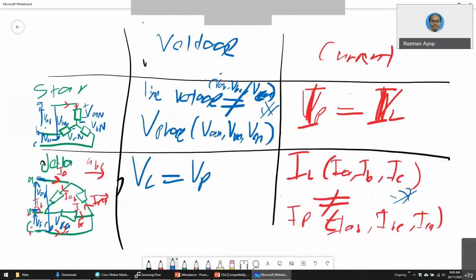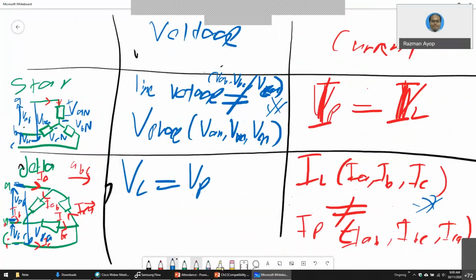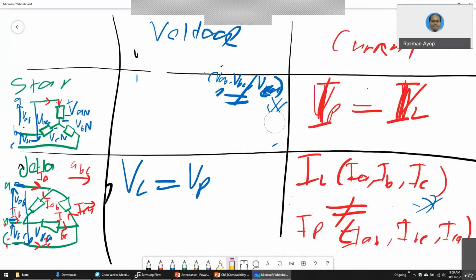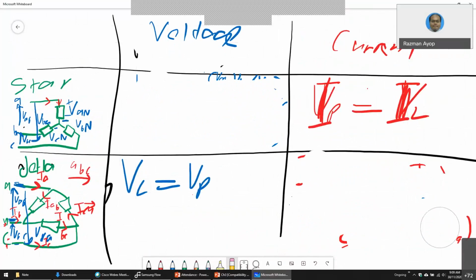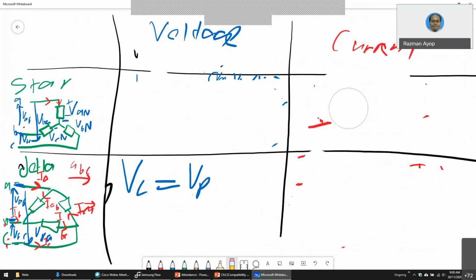Okay, this one, what is the difference? So just to simplify your understanding, okay, I write this back.